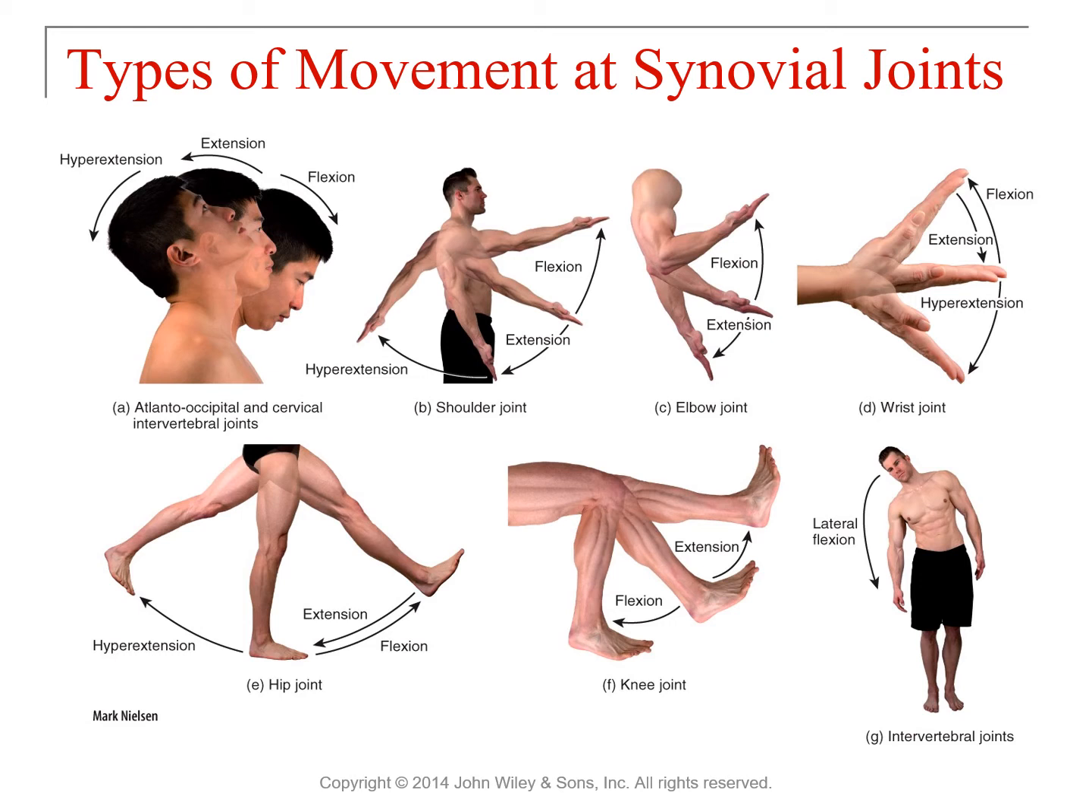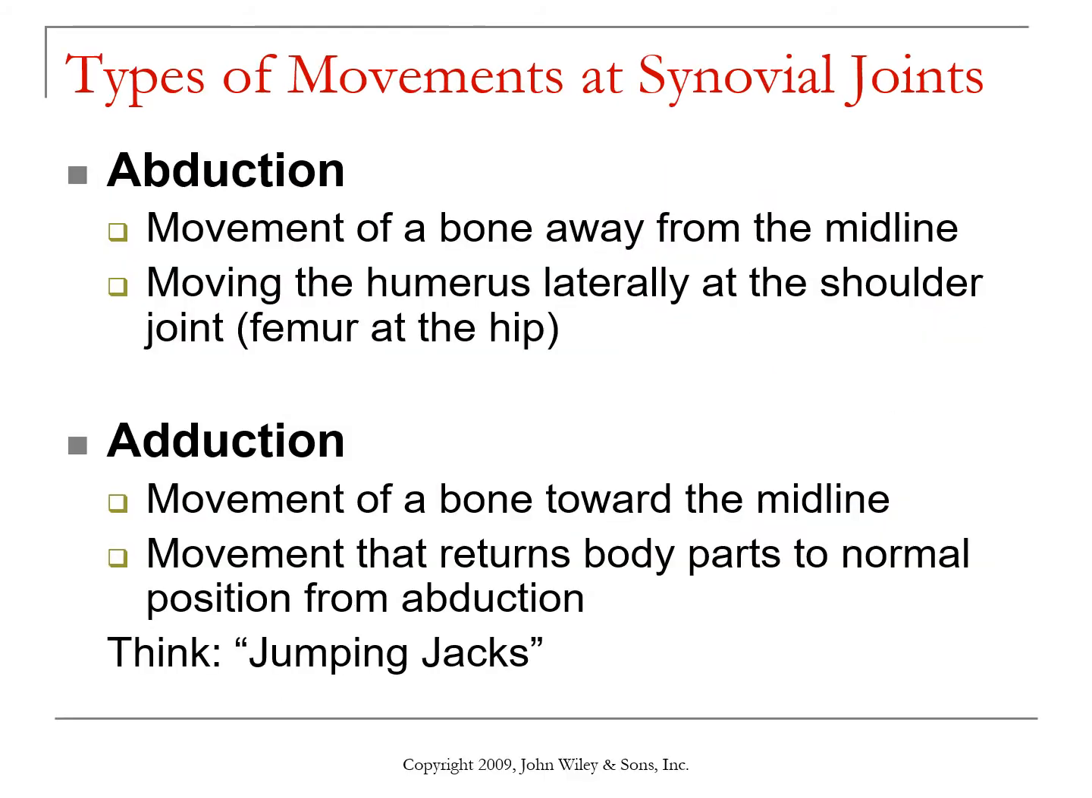And the last diagram there in G is lateral flexion that occurs at the waist, that can also occur at the neck. Another pair of angular movements are abduction and adduction. So the names are similar. I'll give you a way to remember them.